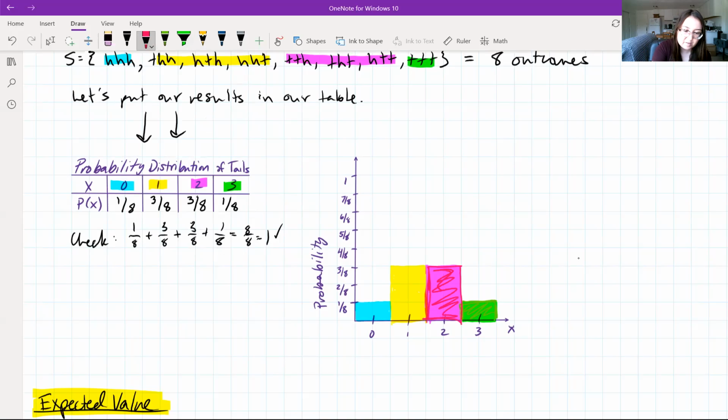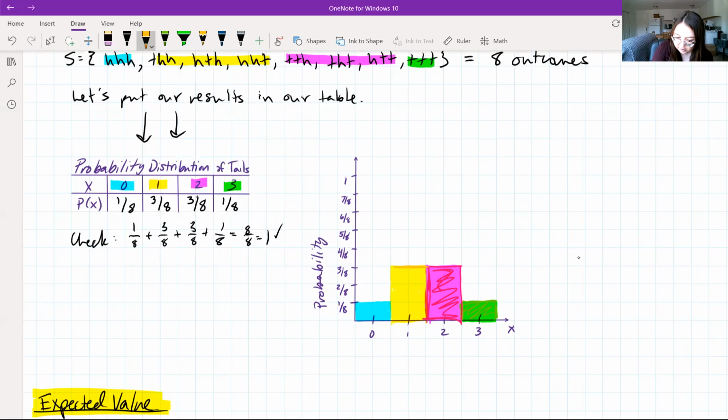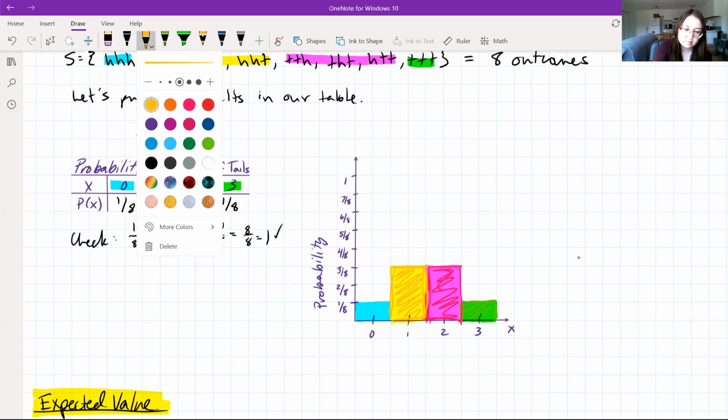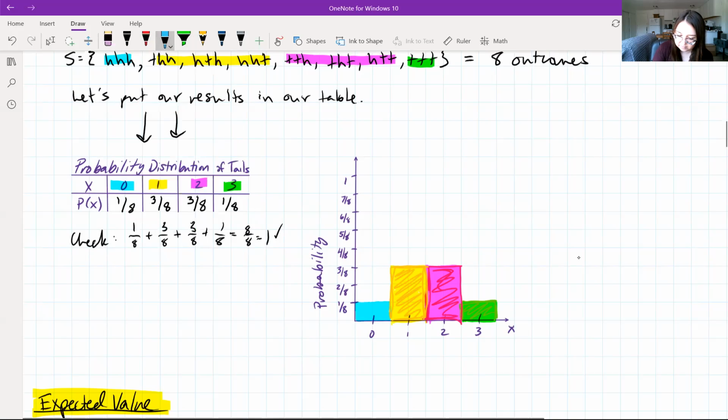You can fill them in however you like. You essentially just want to make it clear though, like what's what. Doesn't need to be anything crazy or fancy. All right. And so that is how we create a histogram from our probability distribution.